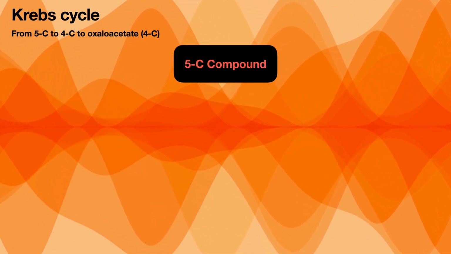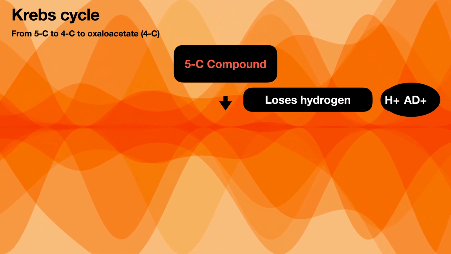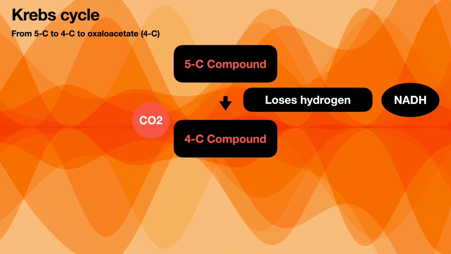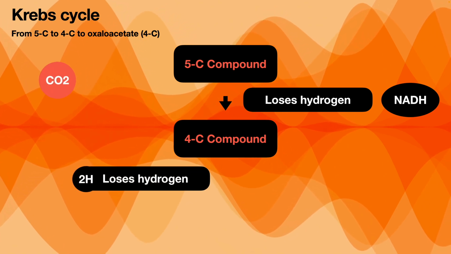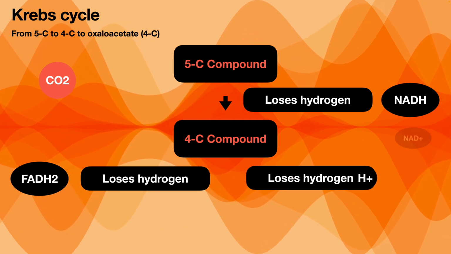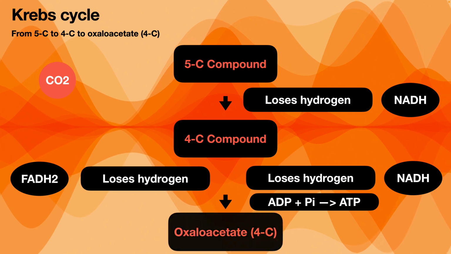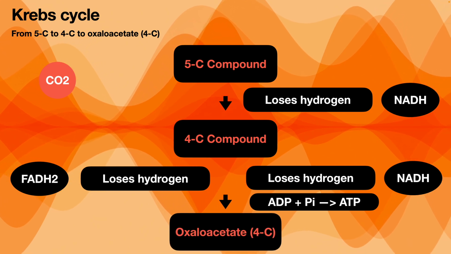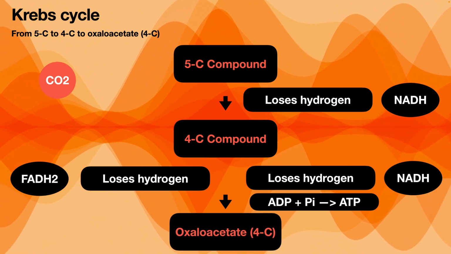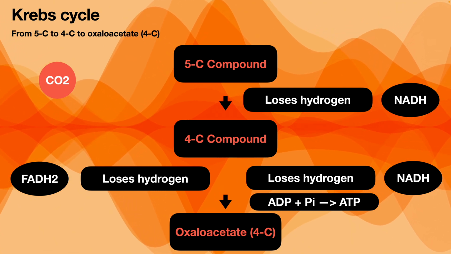The 5-carbon compound then loses hydrogen to NAD and forms NADH. Carbon dioxide is also released along the way to form a 4-carbon compound. The 4-carbon compound loses hydrogen to FAD and NAD respectively. 1 ATP is produced, forming oxaloacetate, a 4-carbon compound.